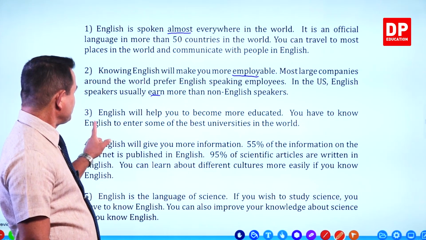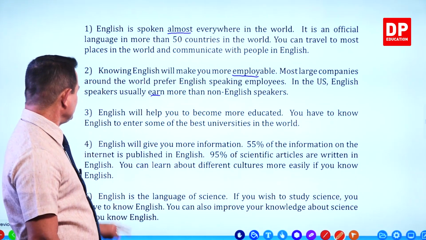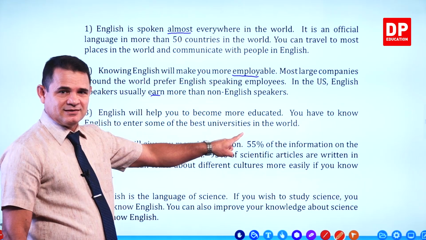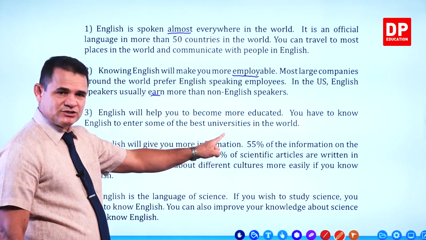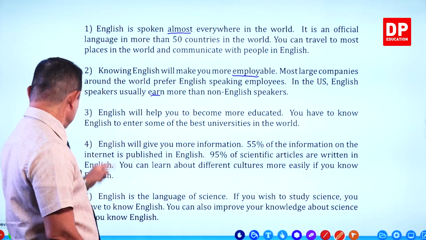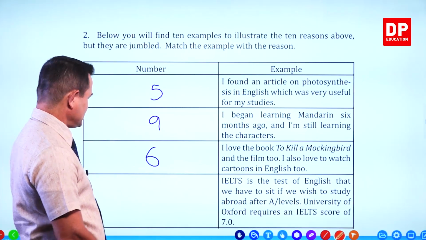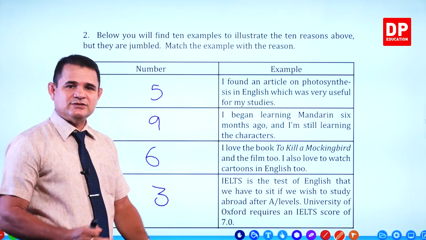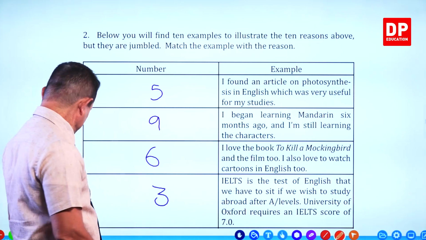And here, English will help you to become more educated. You have to know English to enter some of the best universities. So then enter best universities. Then number 3. You can get number 3 there. So likewise, you have to match. Now let's go to the next one and see.